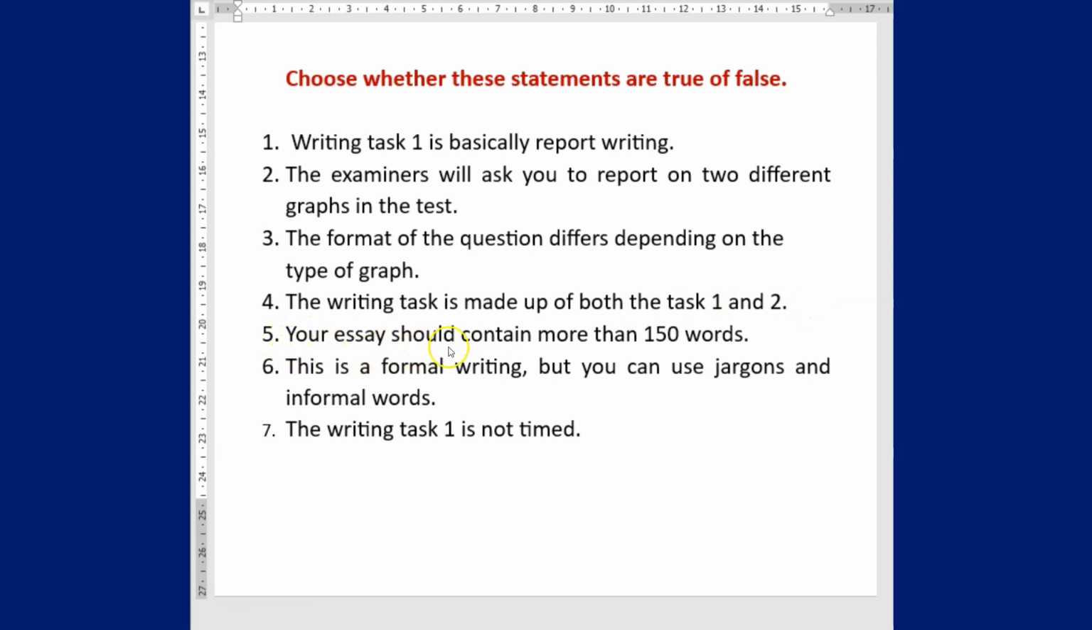Your essay should contain more than 150 words. True or false? Writing task 1 is a formal writing, but you can use jargons and informal words. Is it true or false? And writing task 1 is not timed. There is no timing on writing task 1. Is it true or false?